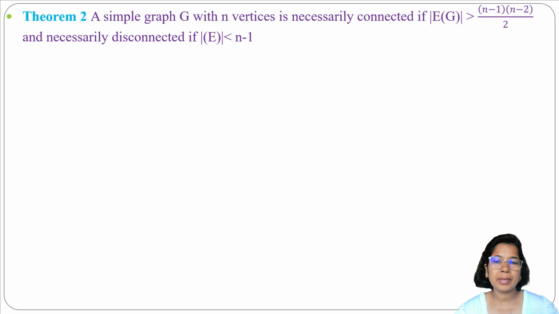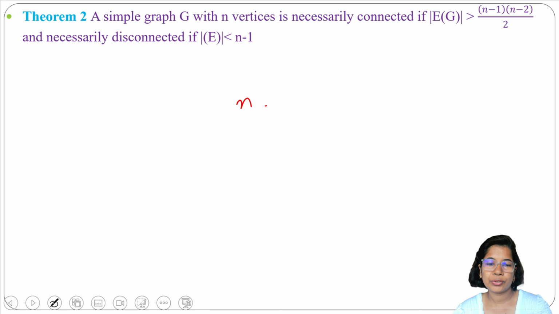Theorem 2: a simple graph G with n vertices is necessarily connected if the number of edges is greater than (n minus 1) multiplied by (n minus 2) divided by 2, and necessarily disconnected if the number of edges is less than n minus 1. Let's take an example.